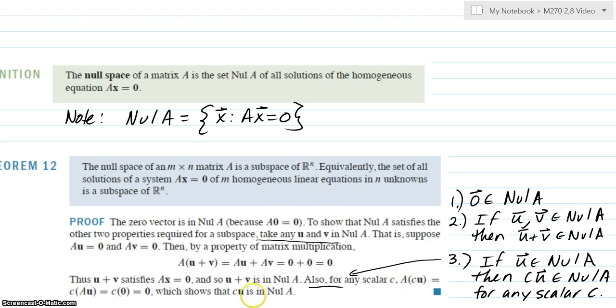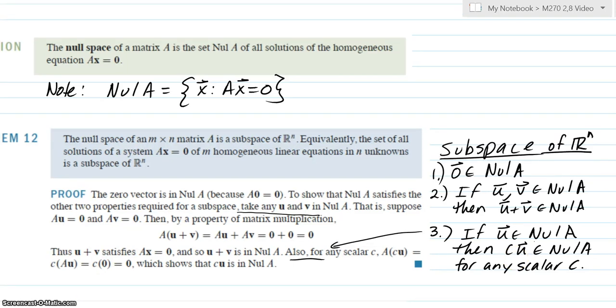We can bring out that c to get cAu from the properties of matrices. And this we know from above is 0, since u is in the null space of A, and Au is 0. So that shows us that cu is in the null space of A. So we showed our three properties for a subspace. So this proves that the null space of A is a subspace of R^n.